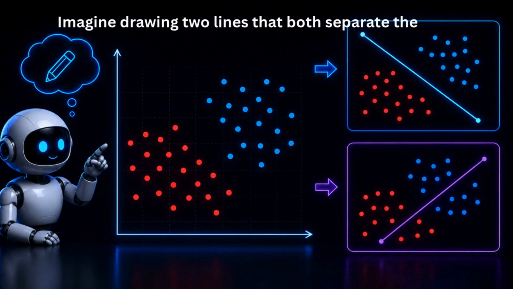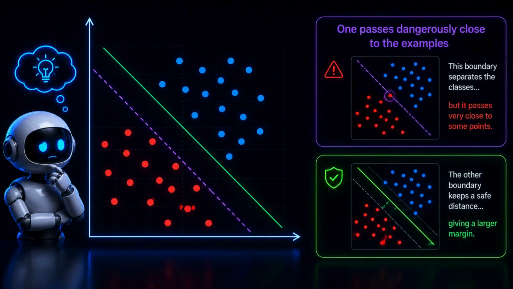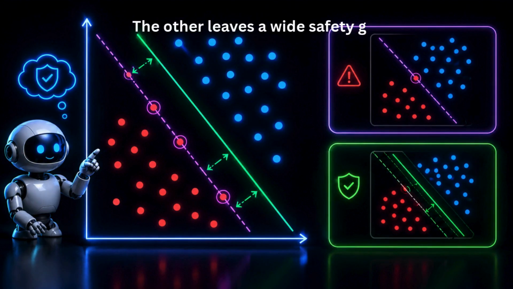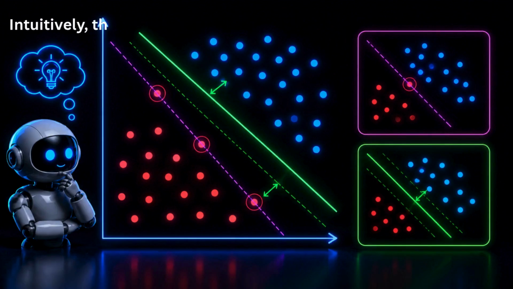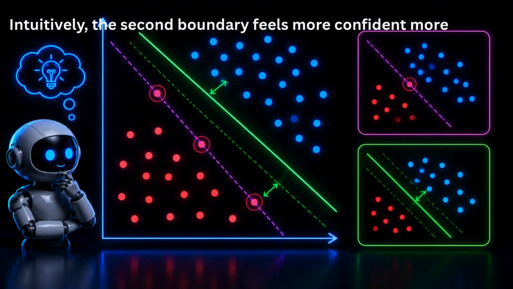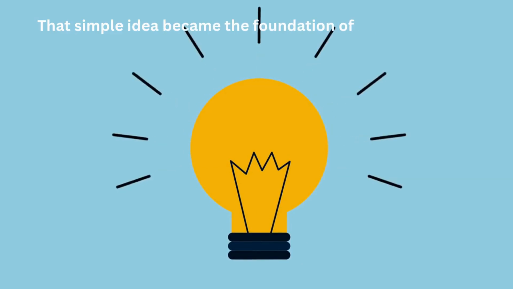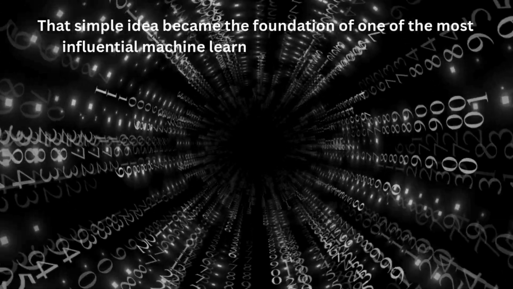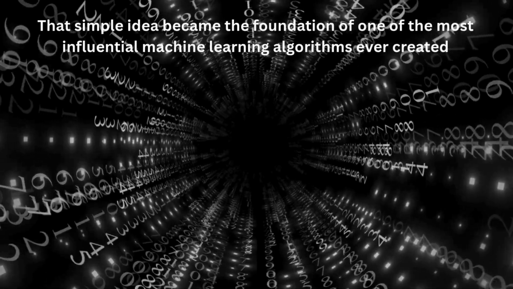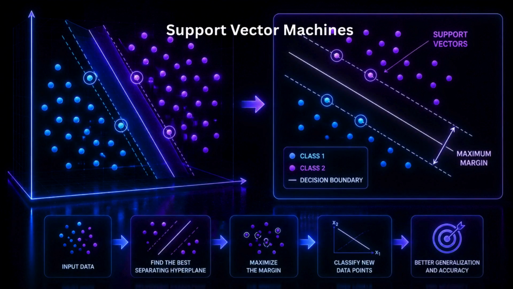Imagine drawing 2 lines that both separate the data. One passes dangerously close to the examples. The other leaves a wide safety gap. Intuitively, the second boundary feels more confident, more robust. That simple idea became the foundation of one of the most influential machine learning algorithms ever created: support vector machines.